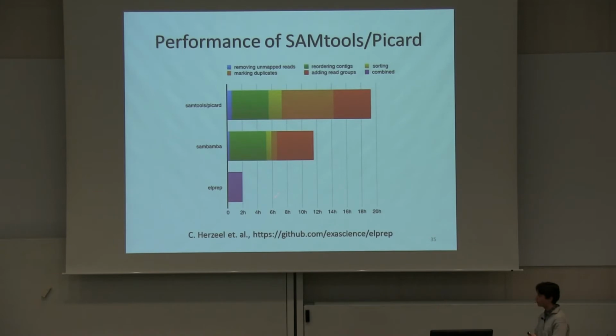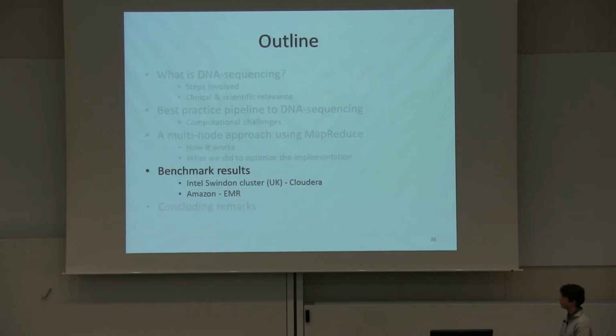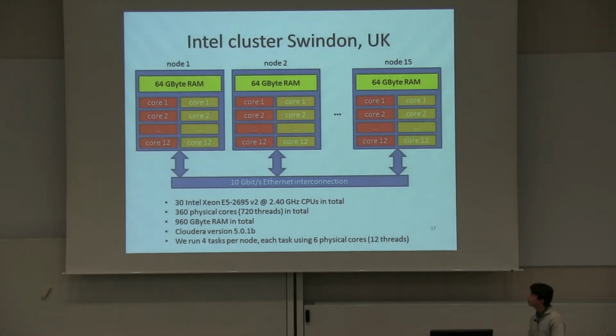But LPrep requires more memory than the other tools. Some benchmark results. The first thing we benchmarked was on an Intel big data cluster in Swindon. This cluster has 15 nodes. Each node has 24 CPU cores. I think it's Ivy Bridge, so it's fairly modern CPUs. Every node has 64 gigs of memory.